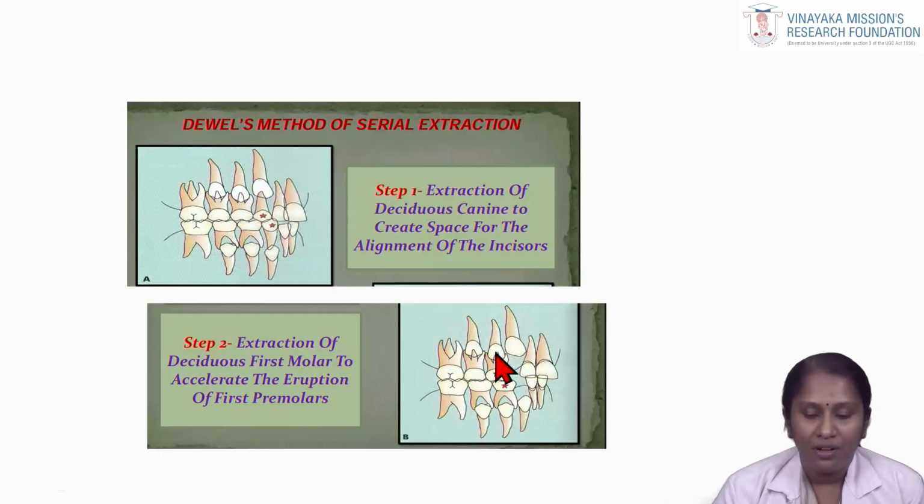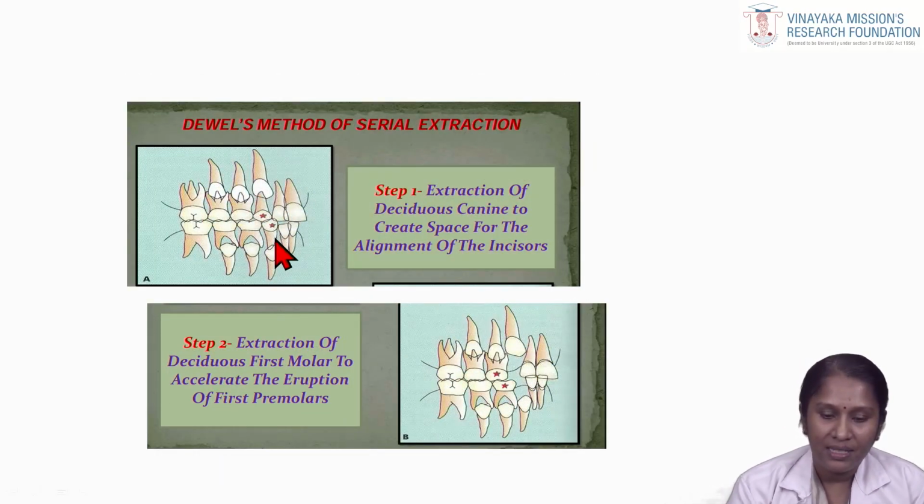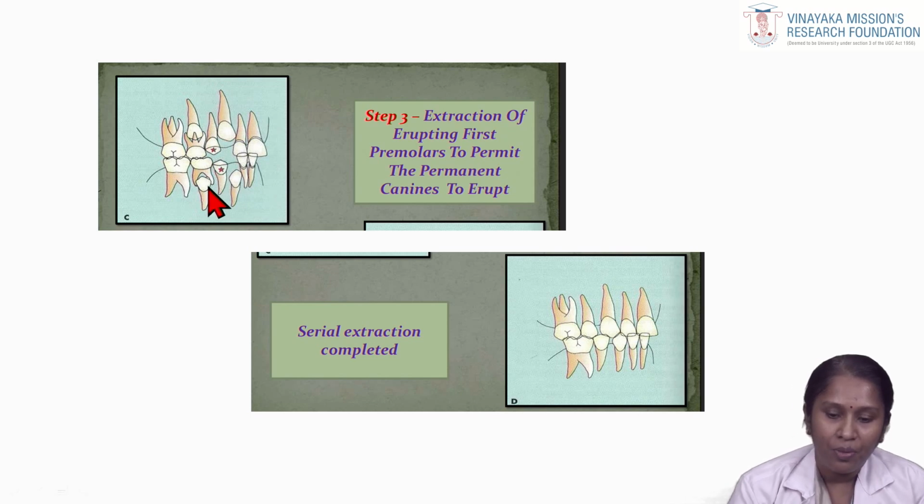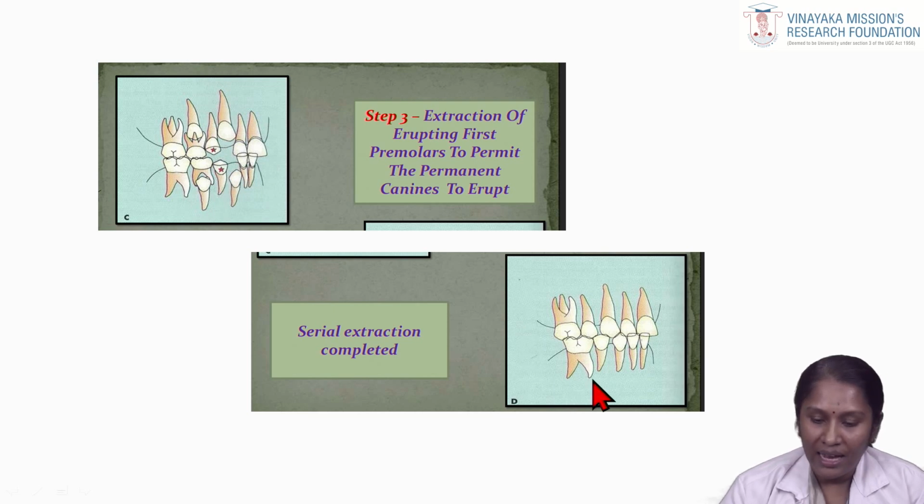position. In Dewey's method of serial extraction, in this picture you can see the extraction of the deciduous canine to create space for the alignment of the incisors. So if there is any crowding, it's advisable to remove the deciduous canine to relieve the crowding in the anterior region. In step 2, extraction of the deciduous first molar to accelerate eruption of the first premolar. In step 3, extraction of the erupting first premolar to permit the permanent canine to erupt. In this case, we achieve the ideal occlusion for the serial extraction to be completed.